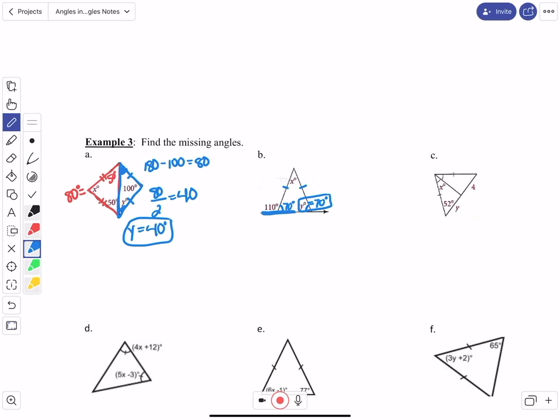And now inside our triangle, we know 70 plus 70 is 140. And we're going to use that to help us find x. So what plus 140 equals 180? Well, we need another 40 degrees for that triangle to total 180 degrees.